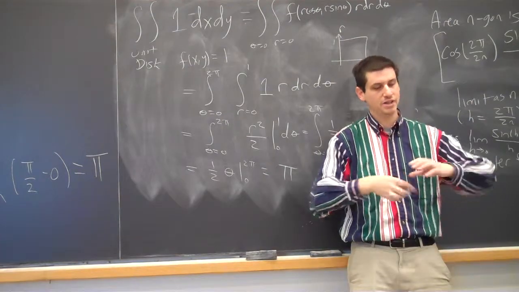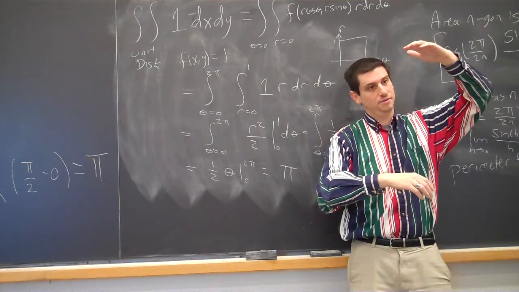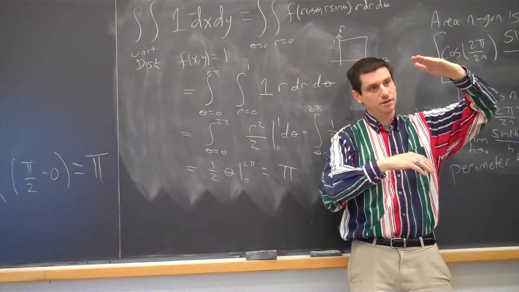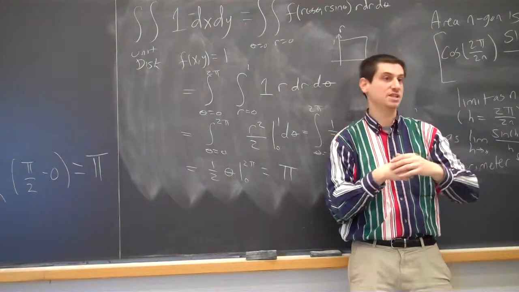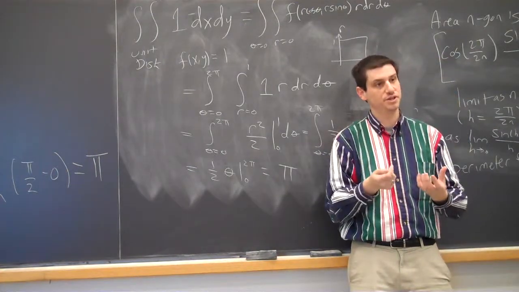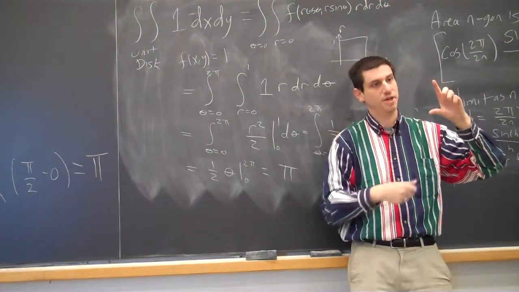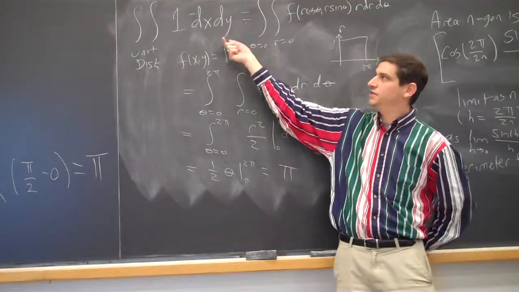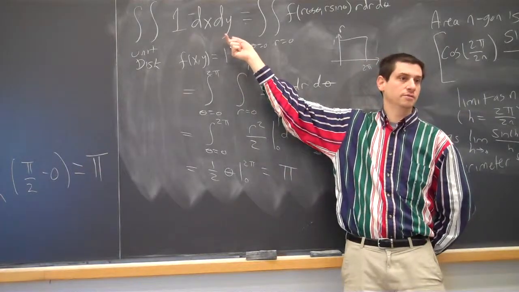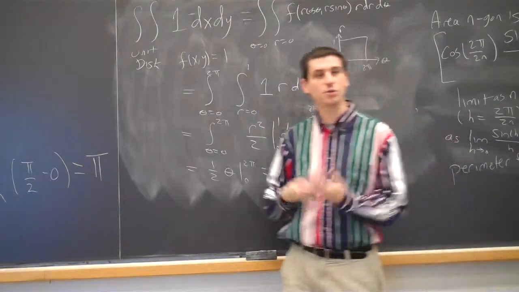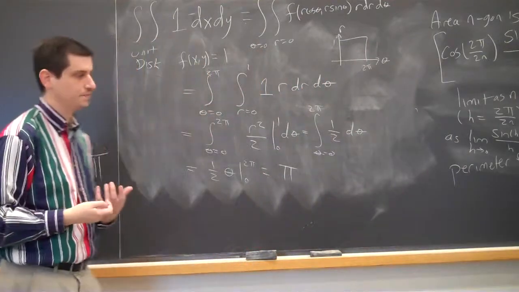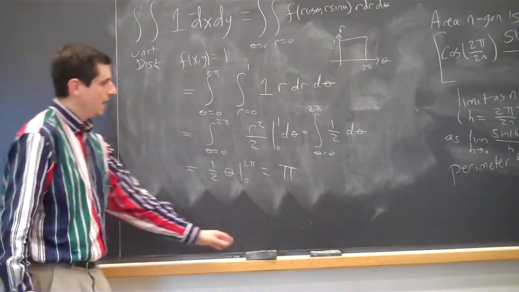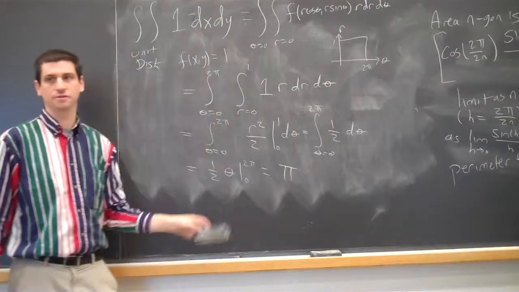Or if you want, think of it as I go 1 unit high. So if I go 1 unit high, I'm going to have basically a cylinder, and the volume of the cylinder is going to be the height times the area of the base. And so the area of the base now is exactly what I'm getting here. So this just gives me a way to calculate the area of the region. Okay. Any questions about this calculation?